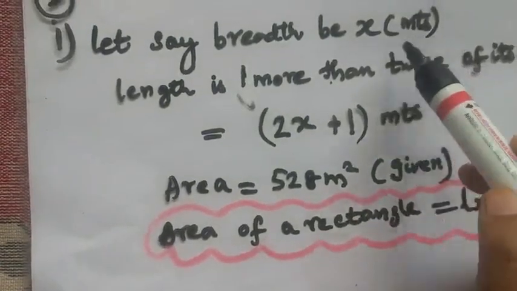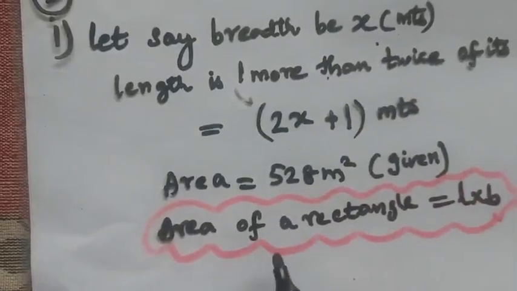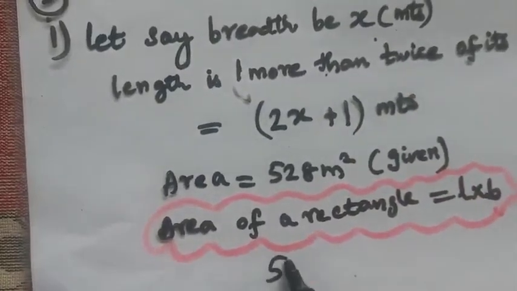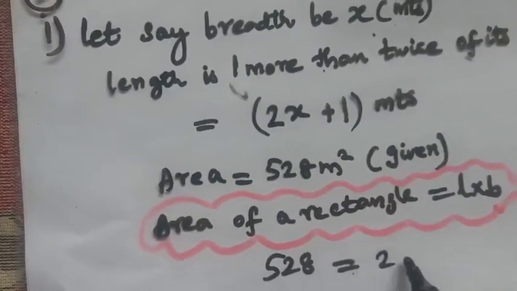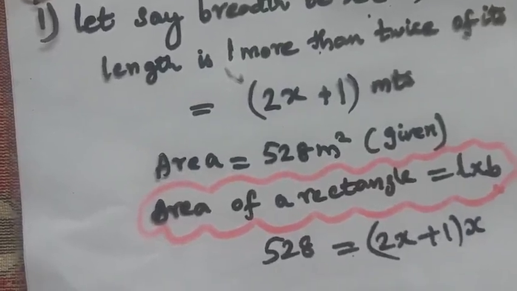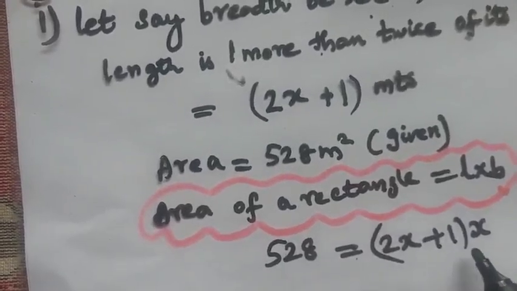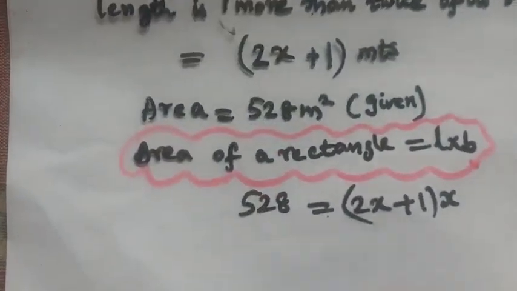So my length is 2x plus 1 and breadth is this. As per this, I am writing area of a rectangle is 528 is equals to L into B. What is my L? 2x plus 1 into B. Done? Whether you write your into sign or not, it doesn't matter. You simply write this in bracket. It is understood. It is in multiplication.